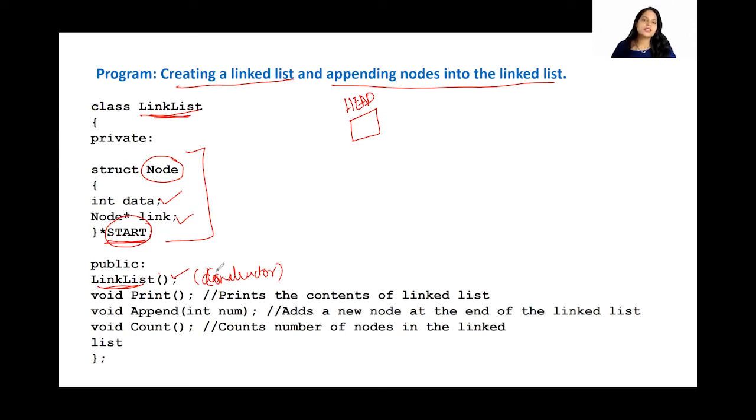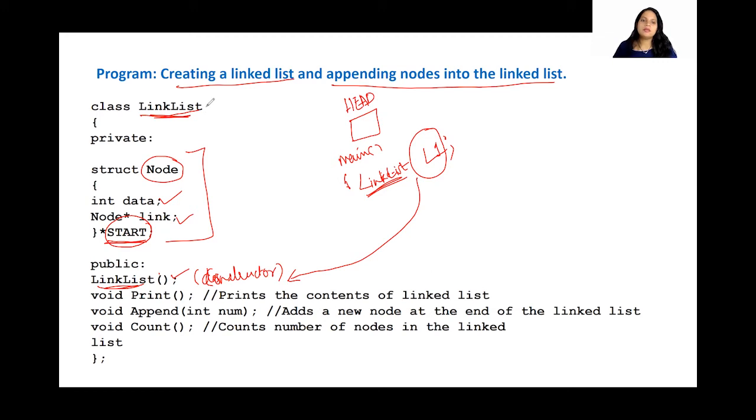And the beauty of the constructor is, as soon as you create an object, how do we create an object? In the main function, when I say linked list L1, in this case the name of my class is linked list. So what is L1? This is nothing but an object of this class, isn't it? So whenever I create an object, automatically it is going to invoke my constructor. I don't have to call this function. That is the beauty of the constructor. A constructor gets invoked automatically as soon as an object of that particular class is created.